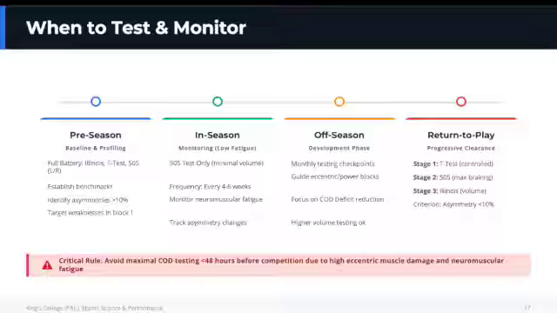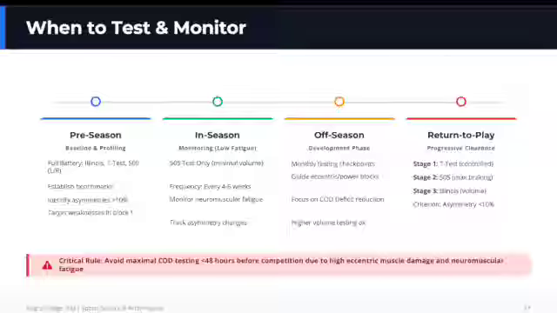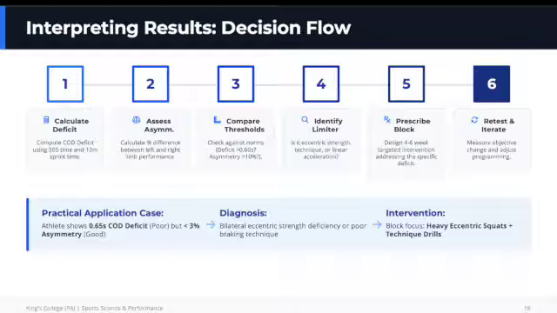Return to play with a progressive clearance: stage 1, T-test for control; stage 2, 505 for max braking; stage 3, Illinois for volume. The criterion: asymmetry less than 10%. Critical rule: avoid maximal change of direction testing less than 48 hours before competition due to high eccentric muscle damage and neuromuscular fatigue. How you interpret the results and decision flow.